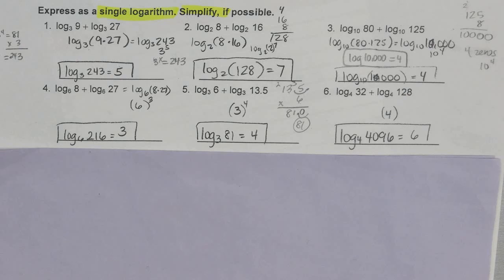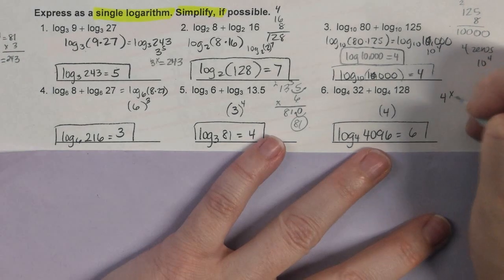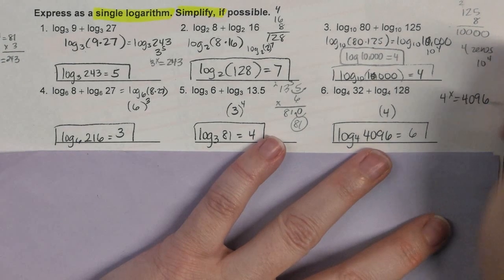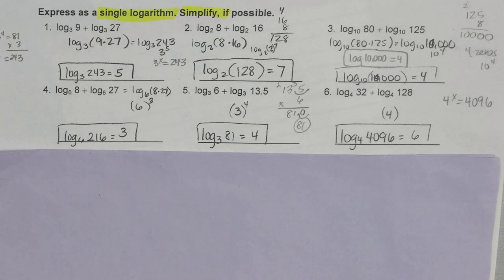And then 32 times 128 would be 4096. So then you ask yourself, 4 to what power would be 4096? That's a little extreme for you to do without your calculator. But you should get 6 for that.